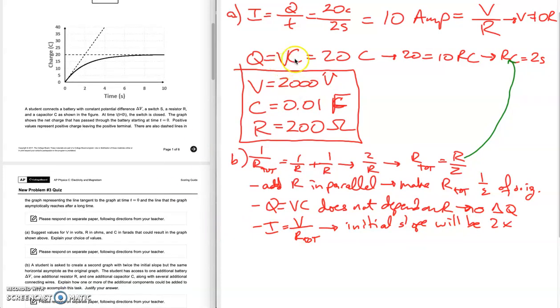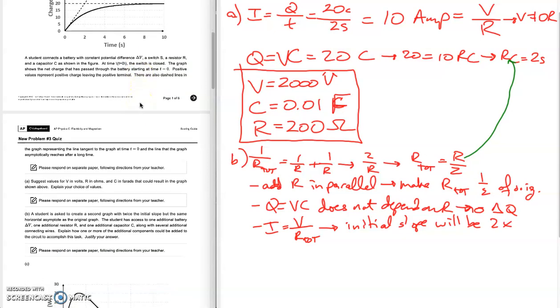Notice how if we change the battery or the capacitor, we're going to end up changing the charge on the capacitor. And we don't want to change the charge on the capacitor at all.